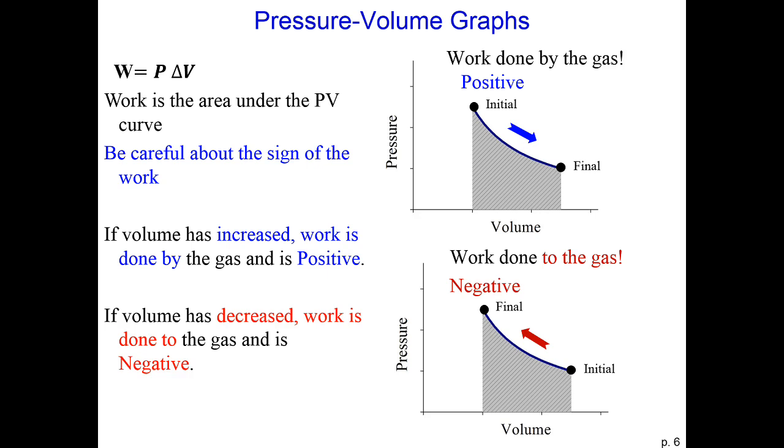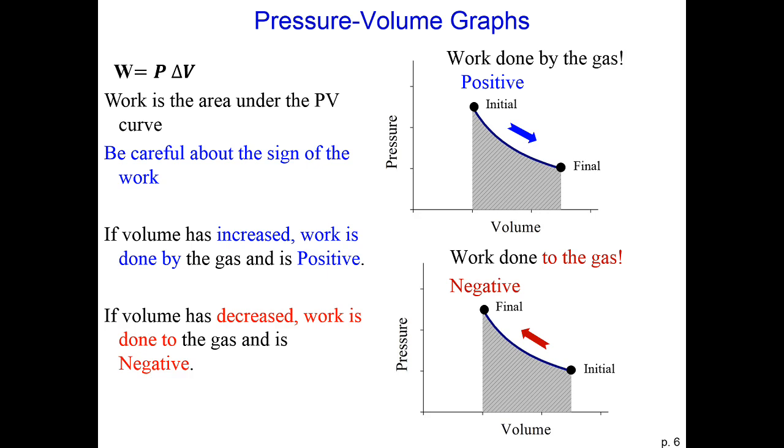Look at the graph to the right here. On the top we have an isothermal expansion in which the volume increases, as shown by the blue arrow, and the pressure decreases in a smooth curve. In this process, the volume has increased, so the gas has done work, and the work is positive. On the lower graph, we have the reverse process where the gas is compressed, shown by the red arrow. Because the volume has decreased, work is done on the system, so the work is negative.